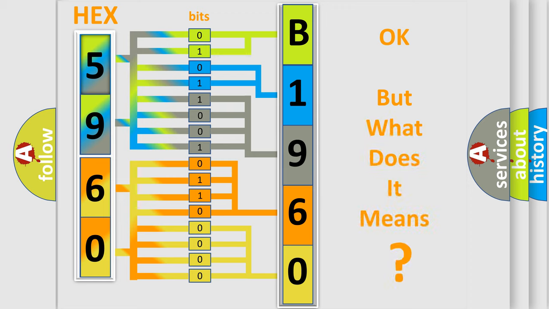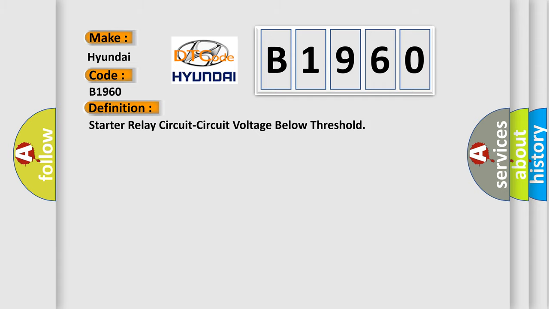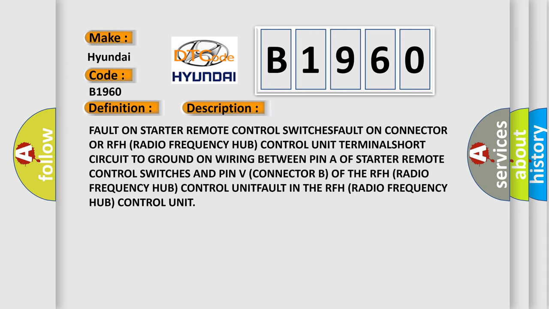The number itself does not make sense to us if we cannot assign information to what it actually expresses. So, what does the Diagnostic Trouble Code B1960 mean specifically for Hyundai? The basic definition is starter relay circuit voltage below threshold. And now this is a short description of this DTC code. Fault on starter remote control.